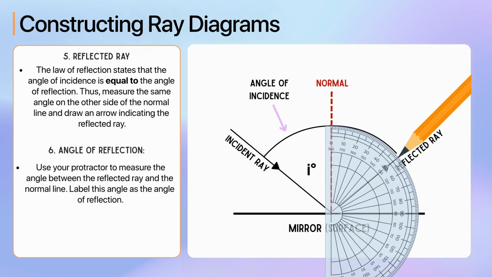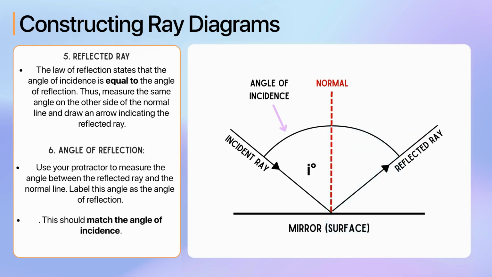Label this angle as the angle of reflection. This should match the angle of incidence. By following these steps, you'll have an accurate ray diagram illustrating how waves reflect.